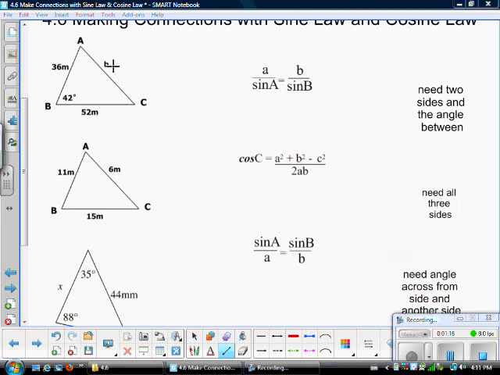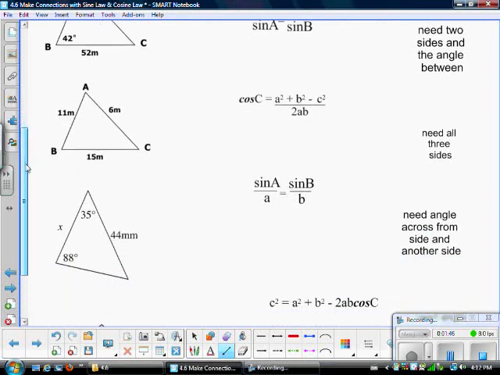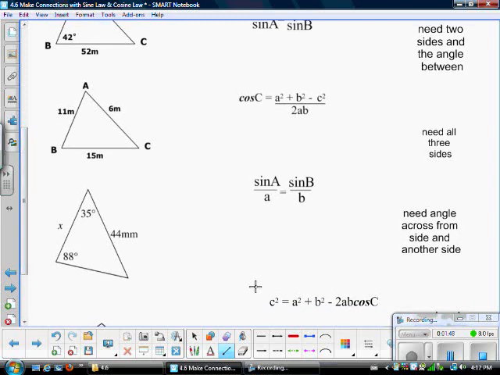Okay, so first of all, let's see. If I want to find this side A, what law could I use? Well, it looks like I have one side, two sides, and an angle in between. So it's like a Pac-Man situation. So let's look. Well, sine law, I need to know an angle and the side directly across, so it can't be that one. Cosine law, oh, this is finding an angle. That's not going to work. Oh, here it is way down here.